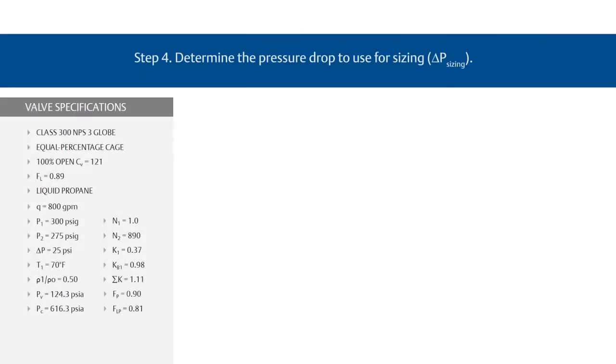Step 4. Determine the pressure drop to use for sizing, or ΔPsizing. When the difference between the upstream and downstream pressure is high enough, the liquid may start to vaporize, causing choked flow. If the actual pressure drop across the valve, ΔP, is higher than the pressure drop that causes choked flow, the choked flow pressure drop, ΔP choked, must be used in place of the actual pressure drop.